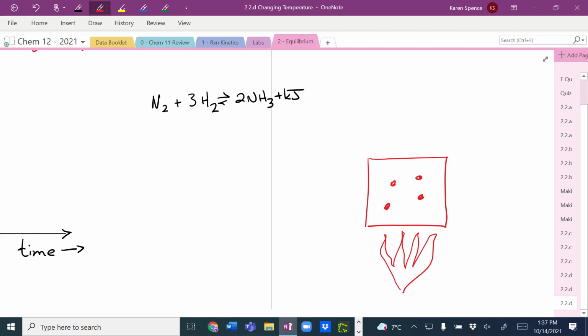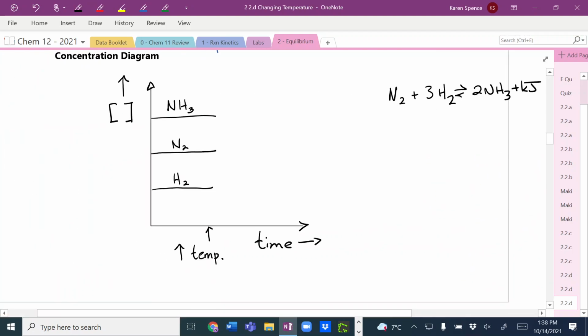So if a single gas's concentration stays the same in that instance, what's happening to the concentration of all my reactants and products in that instant? The temperature doesn't make them increase or decrease in concentration. So the concentrations stay the same. This is one instance when you have a concentration diagram for a temperature stress. You will not see any vertical spikes because you're not changing concentration as a stress.